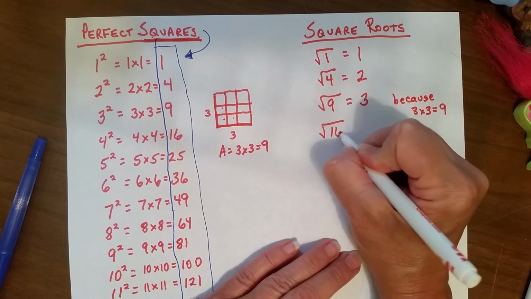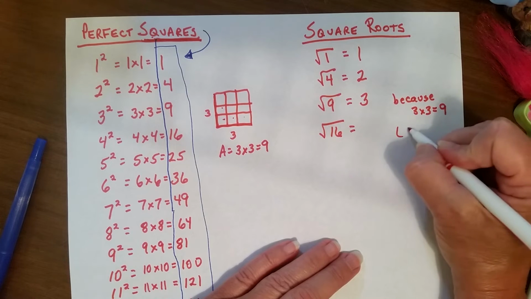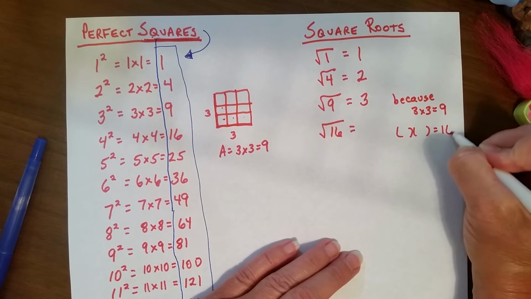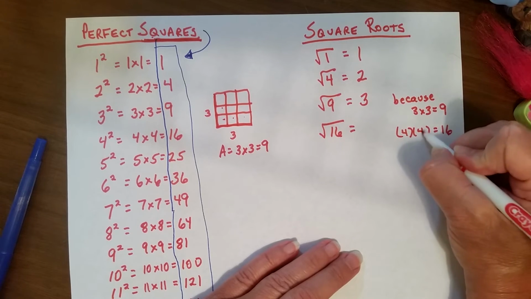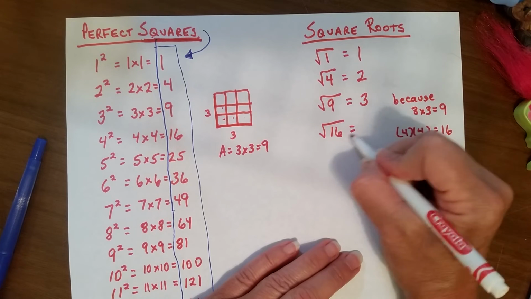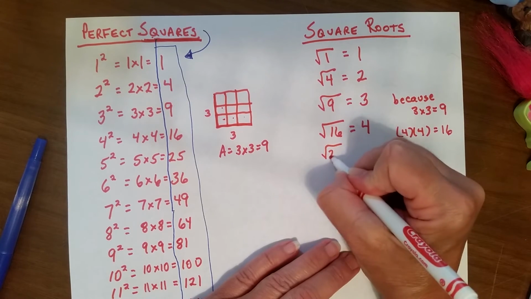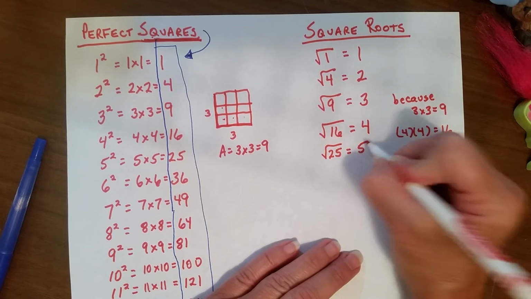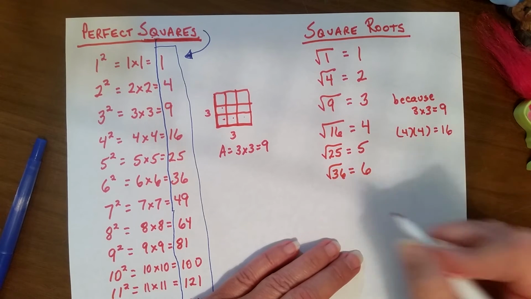Okay, the square root of 16. Now you have to think through in your mind, what times what? What times itself is 16? Okay, that would be 4. 4 times 4 is 16. So the square root of 16 is 4. The square root of 25 is 5. And keep on going. The square root of 36 is 6.